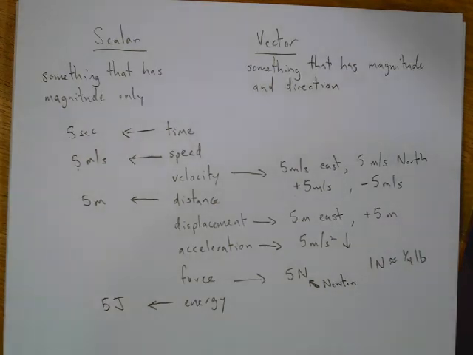A couple things just to make sure you understand: scalars have magnitude only. You got to include units. If you don't include units, you'll be wrong every single time. And then vectors are magnitude plus direction.